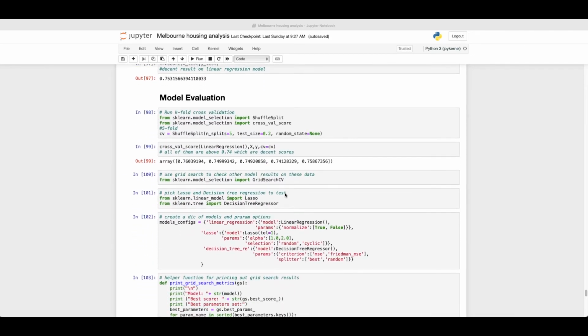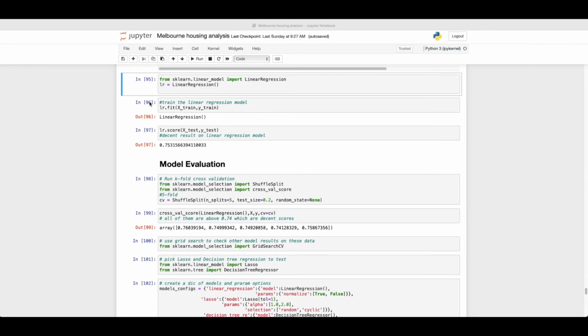So I feed the data here, and then run a linear regression score here. I got a score of like 75% correct. It's a decent number, but I mean the result isn't perfect.